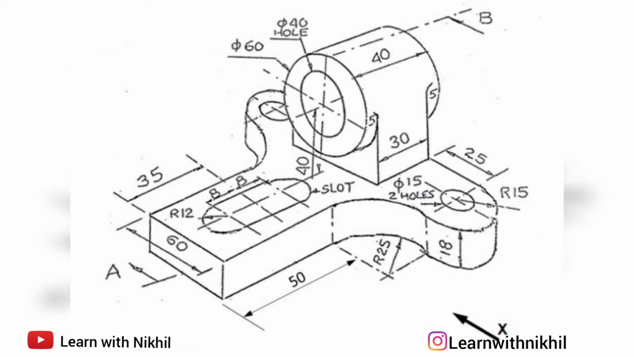Here the total width of the front view in the direction of X will be 50 plus radius 25 plus diameter of the semicircle, that is 30, plus at the end you can see a 5 millimeter distance. So the total width in the front view will be 110 millimeters.